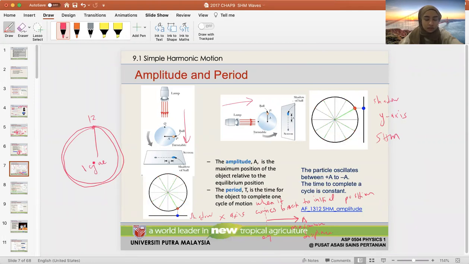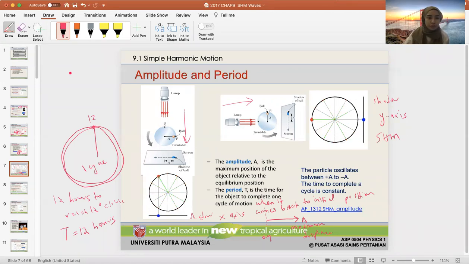One cycle, let's say it takes 12 hours to reach 12 o'clock again. So your T is 12 hours. Why is it lagging? Wait a moment. Okay, T is the time taken to reach one cycle. What is one cycle? One cycle is the path from the initial back to the initial.